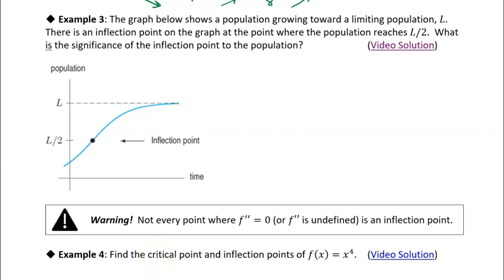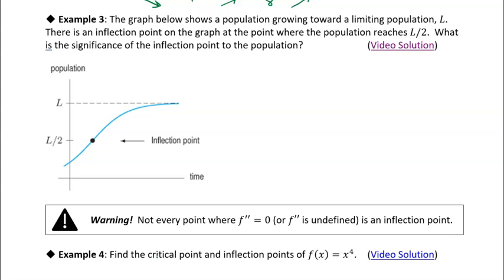All right, in this example, we're given the graph of a population, and it appears that the population is growing, but it's reaching some limit. It's reaching some limiting population. This is often called the carrying capacity of the environment, right? Eventually, a population grows, but doesn't grow forever because the environment can only handle so much population before it starts running out of resources.